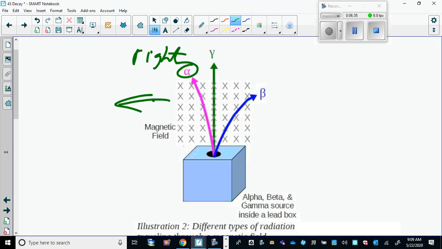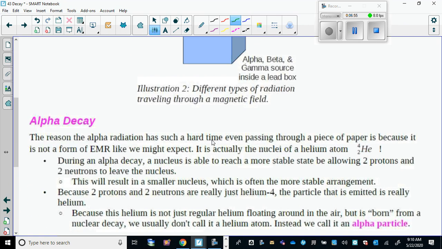If it was a beta negative, and when you see this symbol here, that means beta negative, you can use your left hand rule, fingers go into the page, thumb goes up, and that one is deflected to the right. And gamma radiation has no charge, so it doesn't get deflected by a magnetic field.